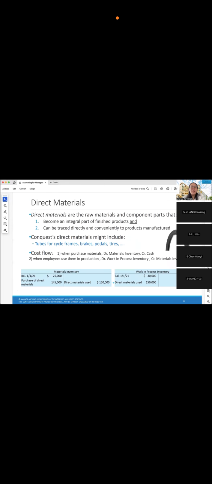Typically, manufacturing companies would have factories, so electricity to run the machines, security guards to man the factory. These would be considered manufacturing overhead. For manufacturing overhead, we would then further classify them into indirect materials, indirect labor, and other manufacturing overhead. So let's go into more detail on each of the different product cost components.